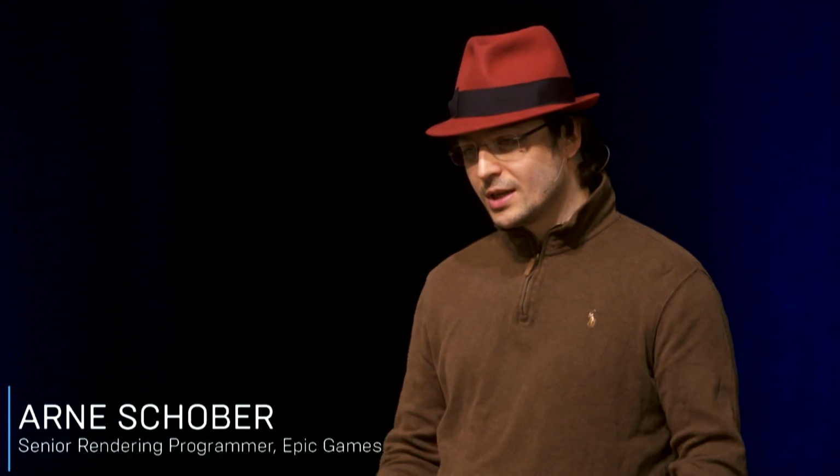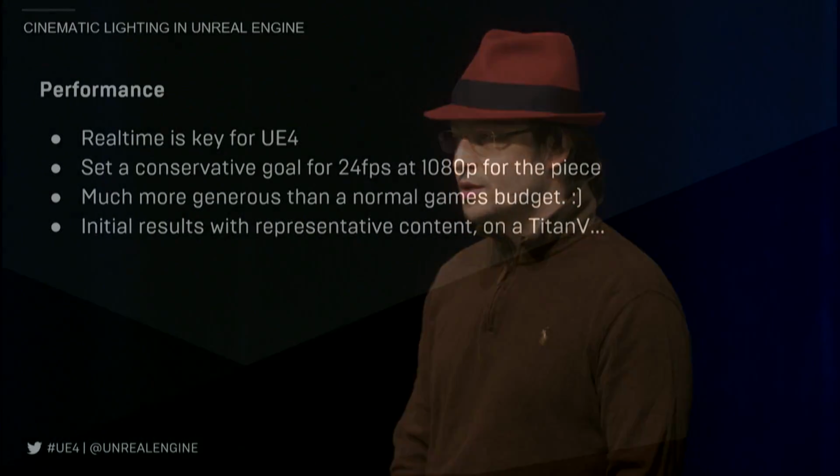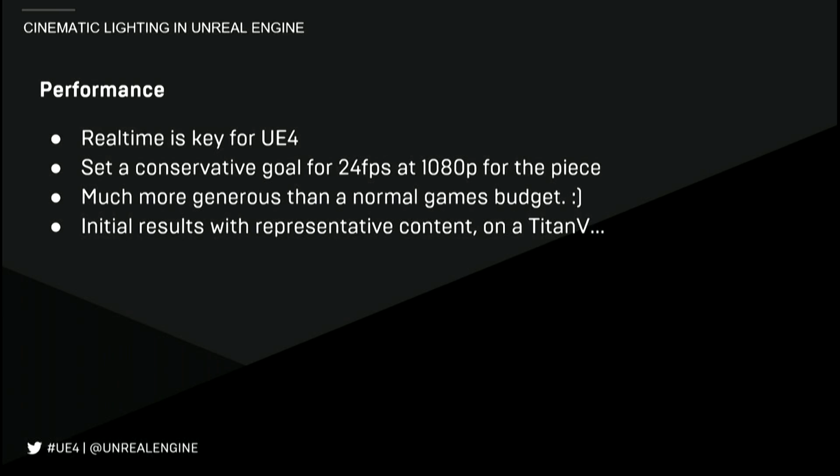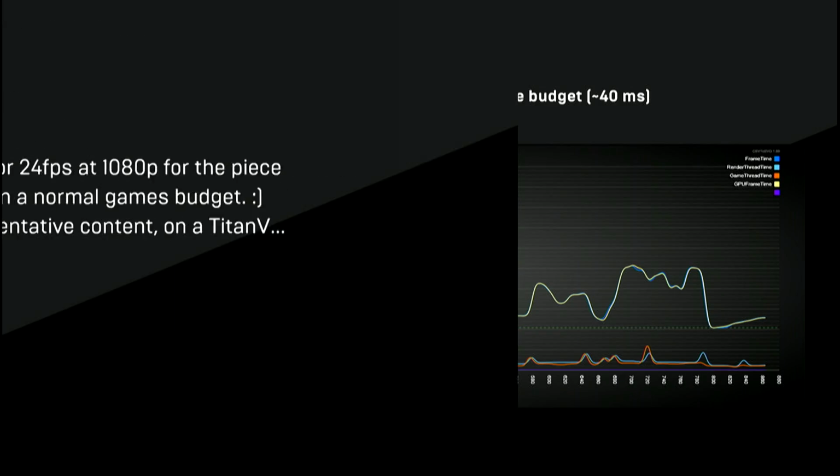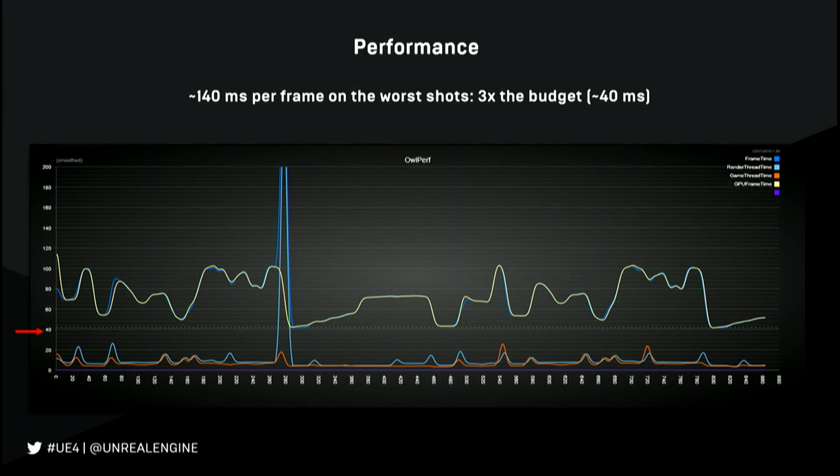So with all those expensive technologies in place, let's talk a little bit about performance. As you might know, real-time is a key for Unreal Engine 4 and Epic Games. Therefore, we set a conservative goal of 24 FPS at 1080p for this piece. This is usually much more generous than a normal game's budget. But let's have a look with the initial results on the Titan V. As you can see here, we had 140 milliseconds on a single GPU in the worst shots, which is about 3 times of the budget we had.